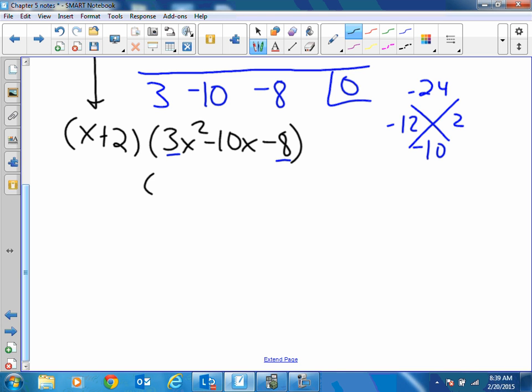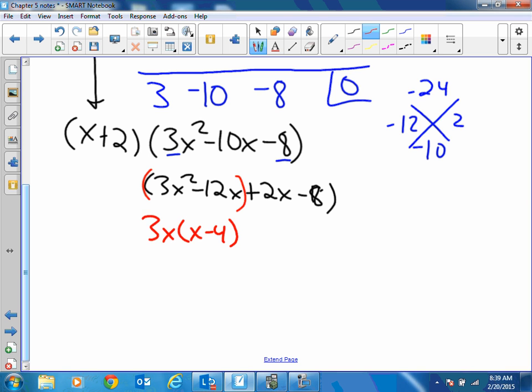I'm just going to leave this. I'm going to drop this down at the end. Write it as 3x squared minus 12x plus 2x minus 8. Okay? Now you can factor by grouping. Factor out 3x and you're left with x minus 4. Factor out 2 and you're left with x minus 4.